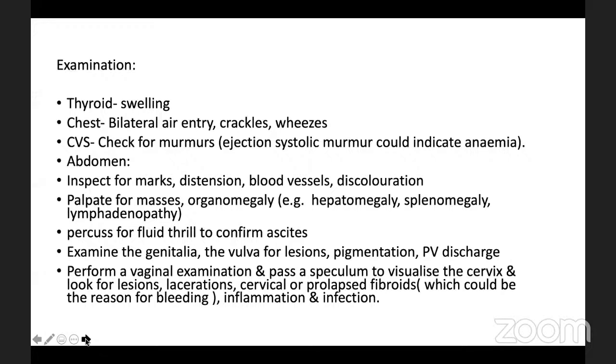So in terms of genitalia, we look at the vulva for lesions, pigmentation, PV discharge. Then we need to perform a digital examination, vaginal examination, and pass a speculum. In this case, we're looking at the cervix and we're looking for lesions, lacerations, signs of maybe a prolapsed fibroid or even a prolapsed uterus as well, which also could be the reason for bleeding. And then inflammation and infection.